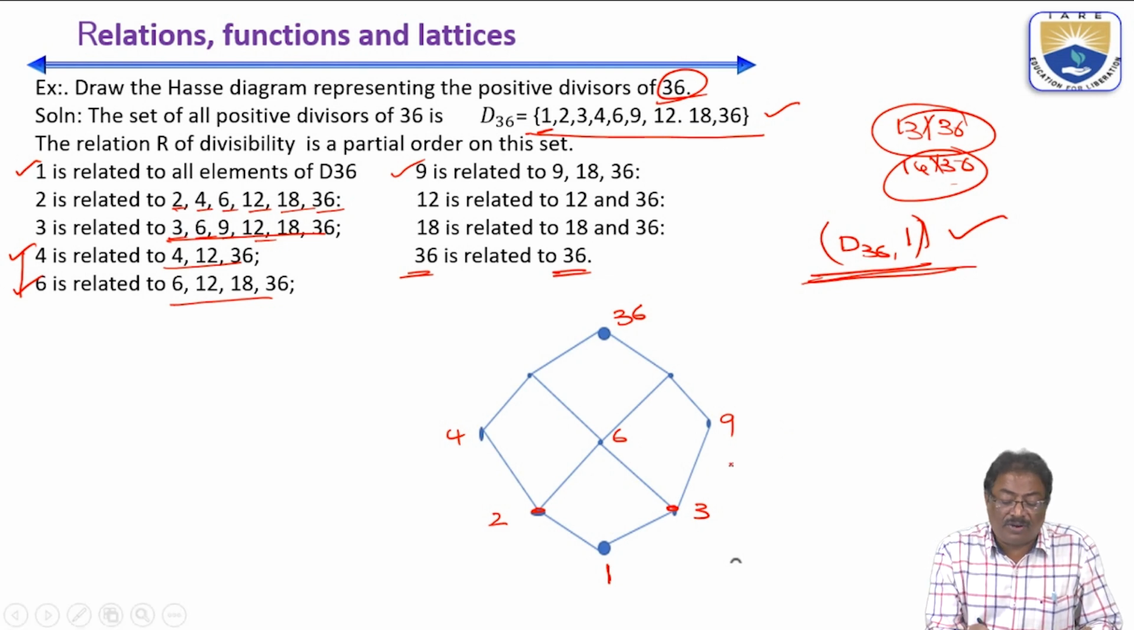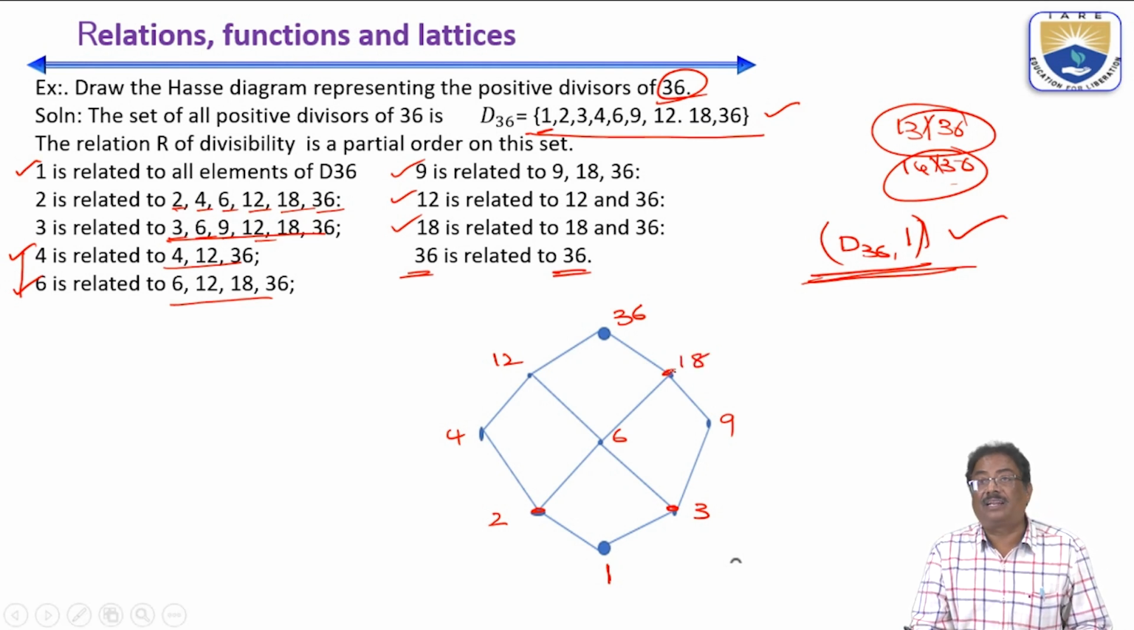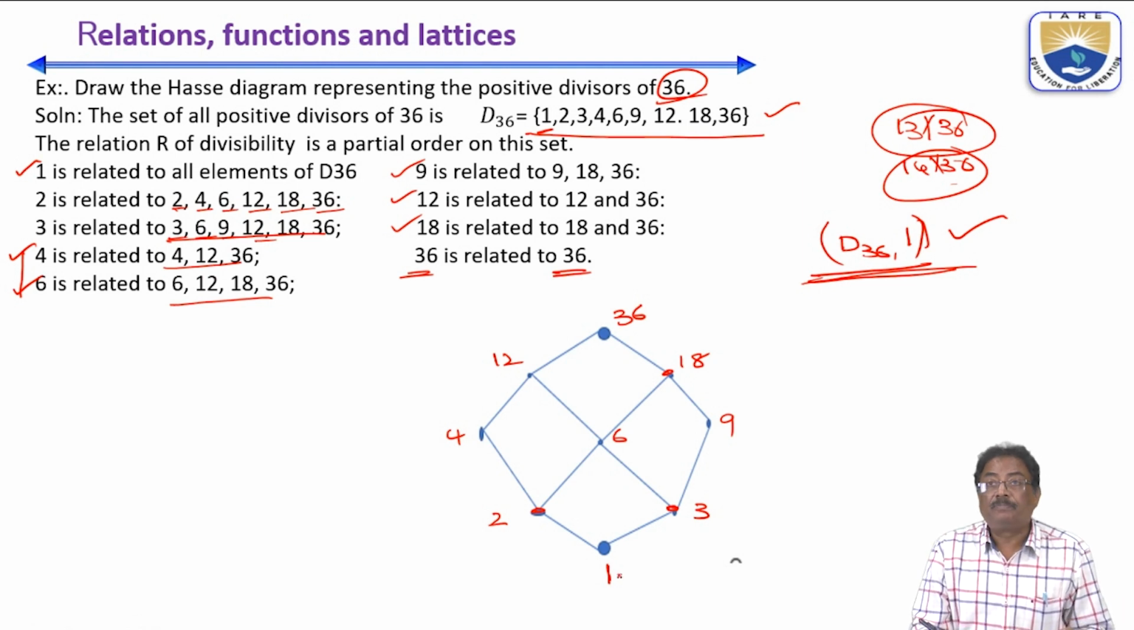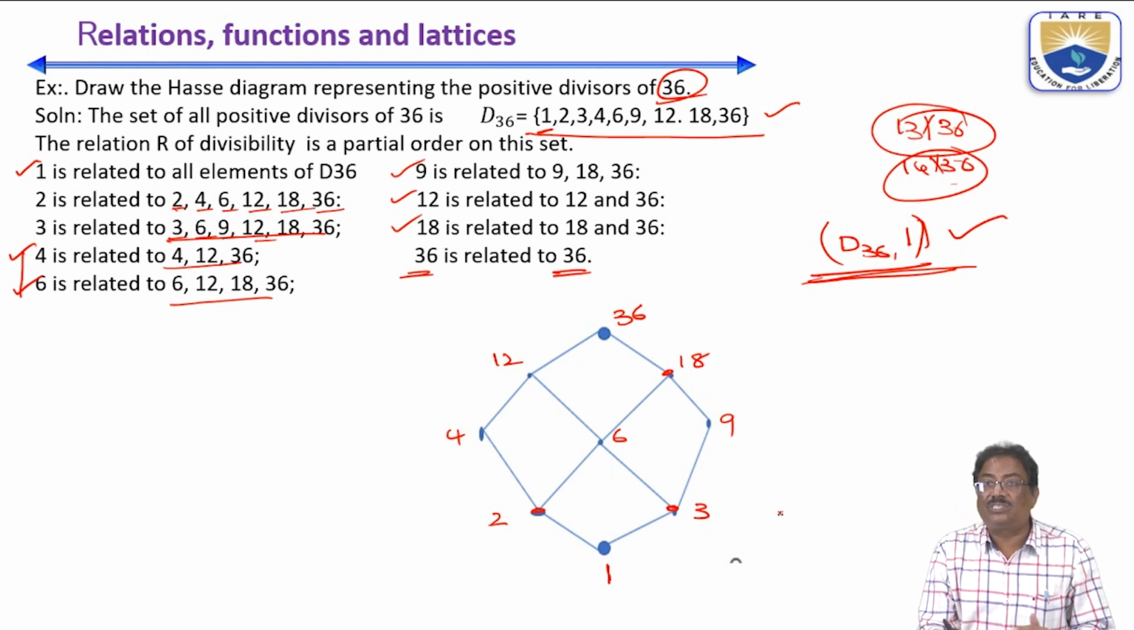And the next another one is 12 and 18. They are not related to each other. So I am going to write them at the next level. Now I am going to arrange the numbers where 2 and 3 are not related to each other.